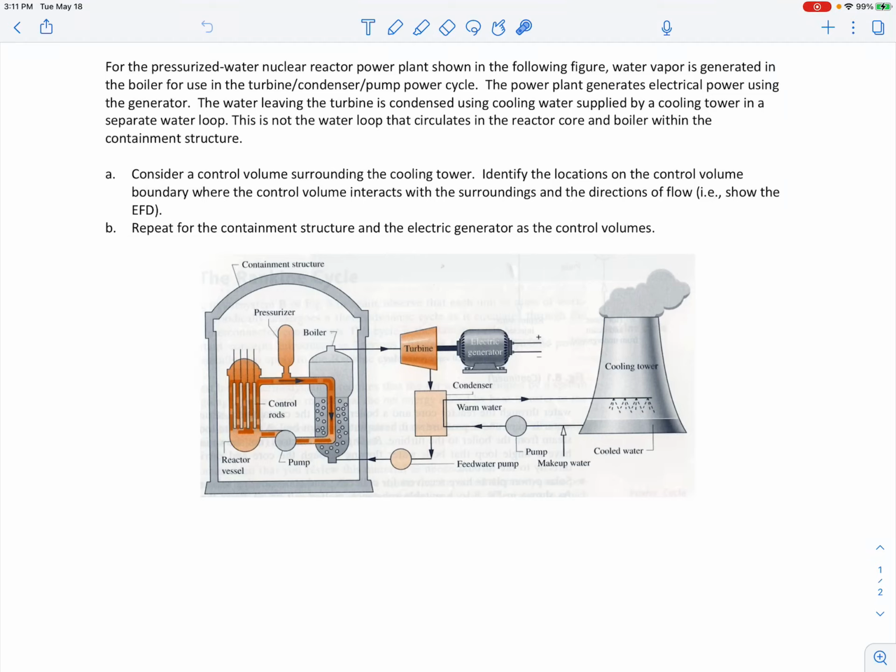In this example, we're told we have a pressurized water nuclear reactor power plant, shown in the figure. Water vapor is generated in the boiler for use in the turbine condenser pump power cycle. So let me just detail what's going on here. So you have one loop here. This is the loop where the nuclear reaction is occurring.